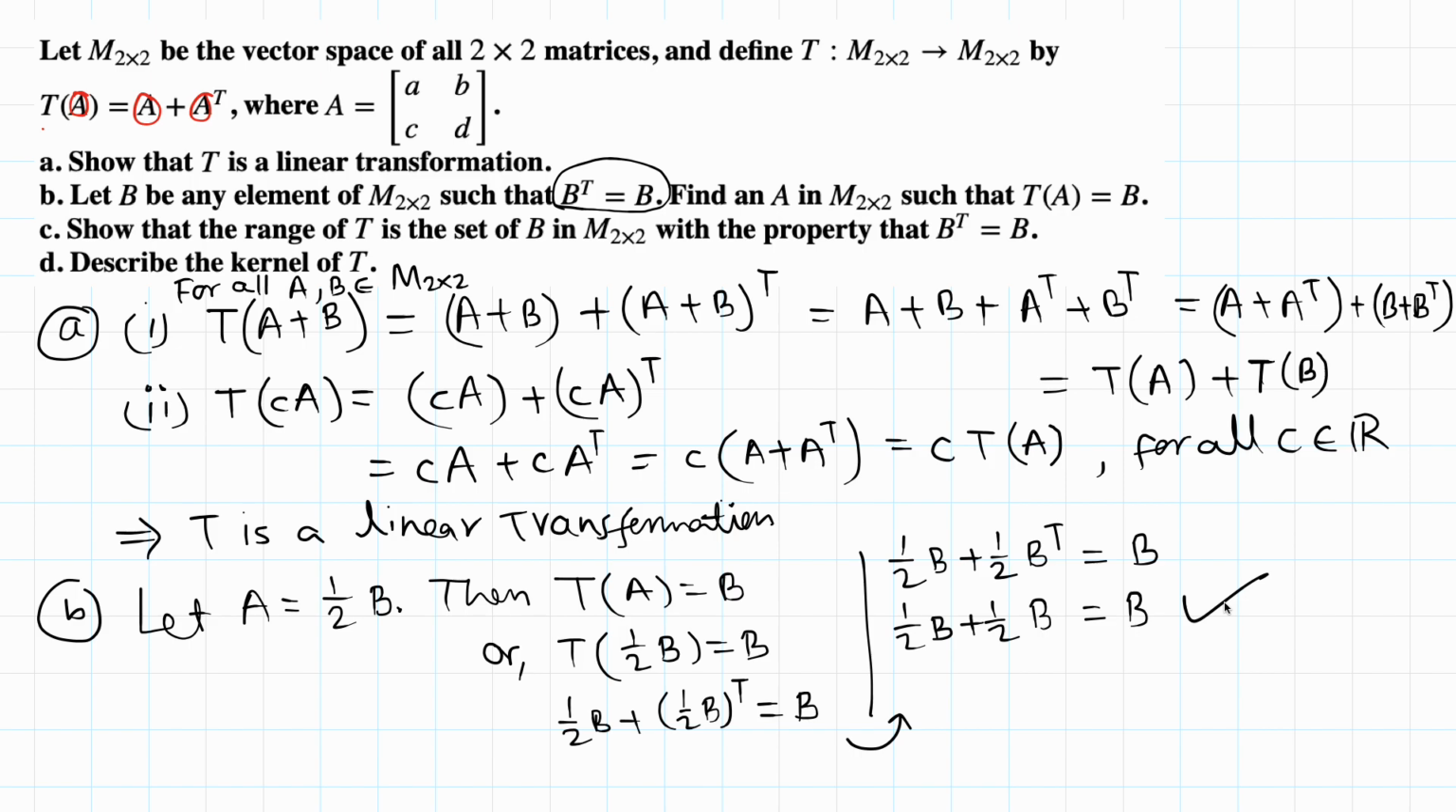That's true. So we are supposed to find one, okay, find an A such that T of A equals B, and we chose A equals 1/2 B, and that worked out. So the answer is 1/2 B. Okay, for this one. So let me go a little bit down here.